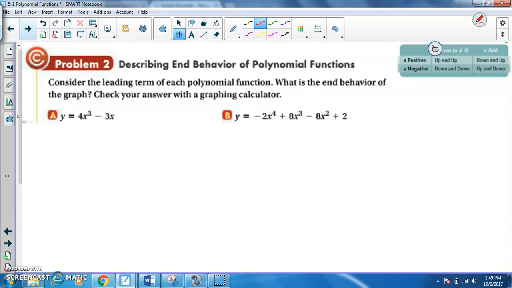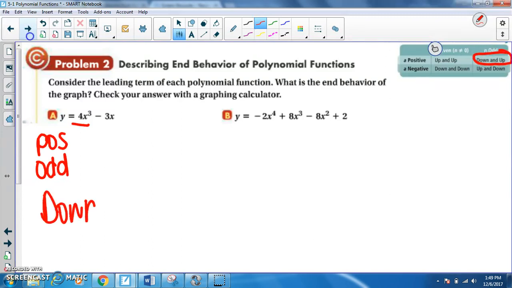Describing end behavior, so we're going to make sure we're in standard form, and then figure out if it's positive or negative, even or odd, and determine the end behavior. So if we have 4x cubed minus 3x, my first term is 4x cubed, which means 4, my leading coefficient, is positive, my exponent is 3, which is odd. So I need to look at positive odd on my chart. Positive odd on my chart is right here, and that would be down, up. So on the left, we would be going down. On the right, we would be going up.